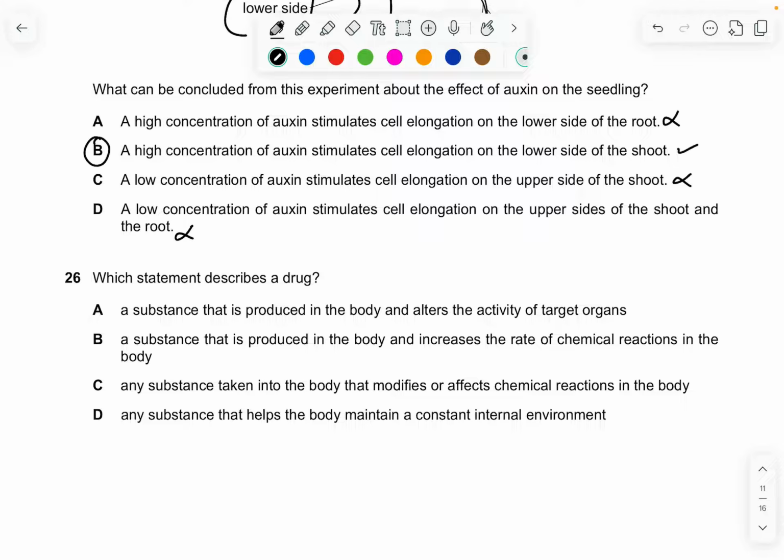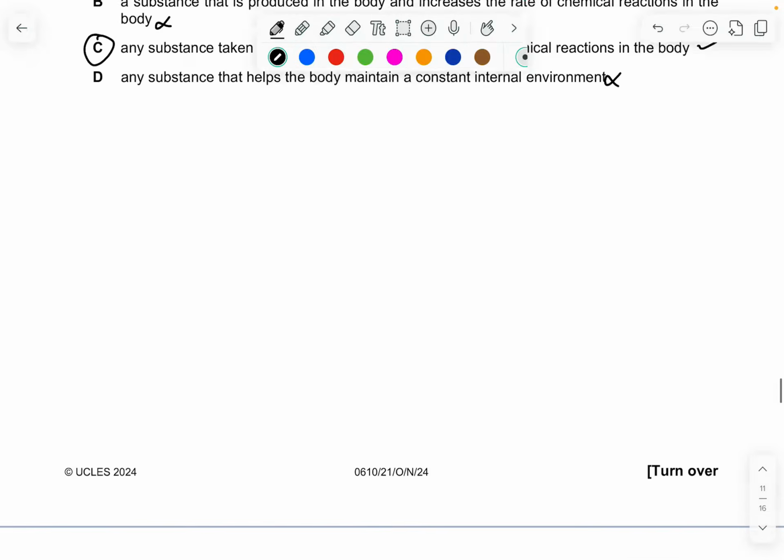Question 26. Which statement describes a drug? Okay, so A, a substance that's produced in the body and alters the activity of the target organs. This is wrong. B, a substance that is produced in the body and increases the rate of chemical reactions in the body. Wrong. Any substance taken into the body that modifies or affects chemical reactions in the body. This is correct. Any substance that helps the body maintain a constant internal environment. This is homeostasis, so it's wrong. The answer is C.